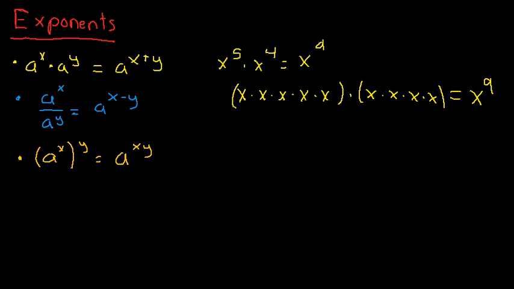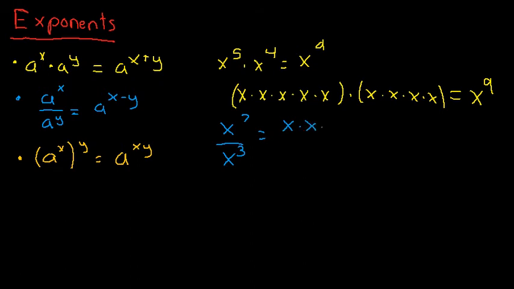Let's do an example for the second one. Let's say we had x to the seventh over x to the third. Well, we know from our rules that this is going to equal x to the 7 minus 3, or x to the fourth. But let's see why.